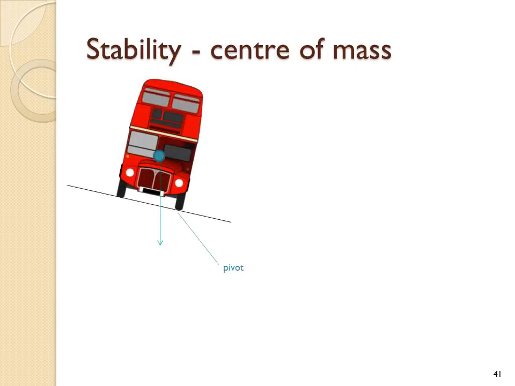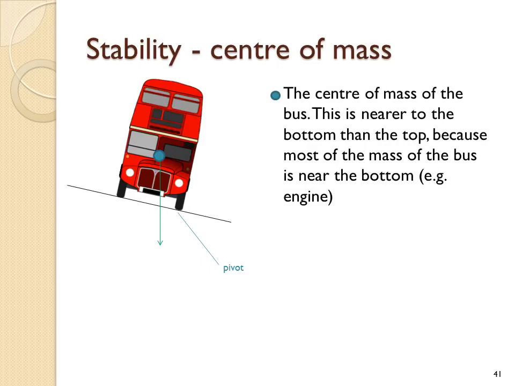The centre of mass determines whether an object will be stable or not. Will this bus stay on the slope or will it tip up? Well, the blue dot represents the centre of mass. This may be slightly nearer the bottom of the bus than the top because the mass of the engine will be near the bottom.